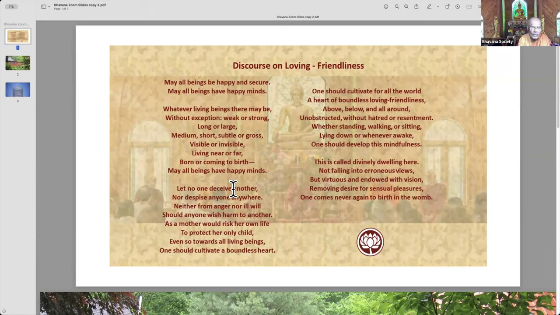Let no one deceive another, nor despise anyone anywhere. Neither from anger nor ill will should anyone wish harm to another. As a mother who risks her own life to protect her only child, even so towards all living beings, one should cultivate a boundless heart. One should cultivate for all the world a heart of boundless loving friendliness, above, below, and all around, unobstructed, without hatred or resentment, whether standing, walking, sitting, lying down, or whenever awake. One should develop this mindfulness. This is called divinely dwelling here, not falling into erroneous views, but virtuous and endowed with vision. Removing desire for sensual pleasures, one comes never again to birth in the womb. Now let us meditate.